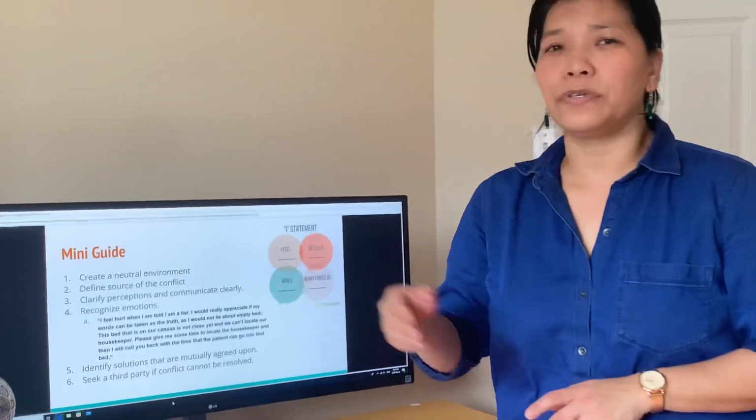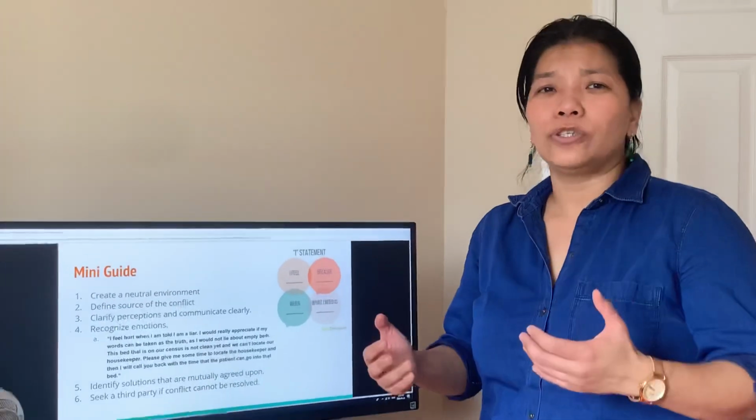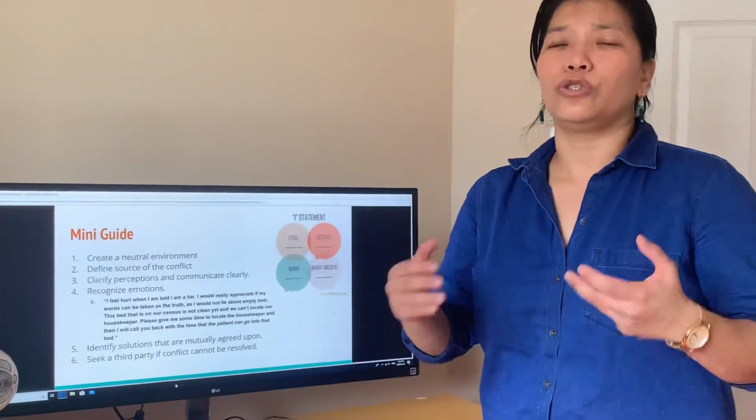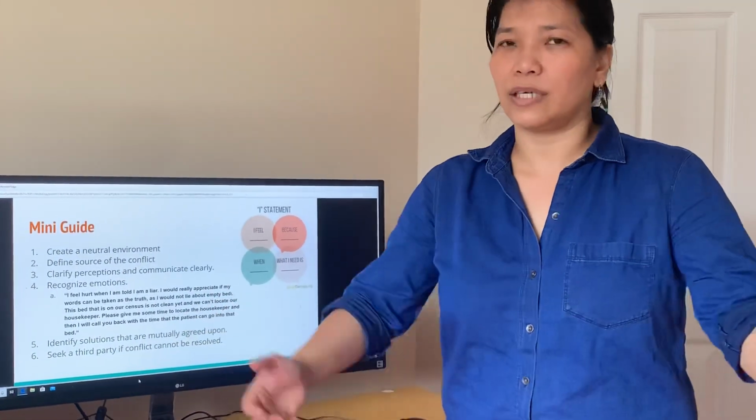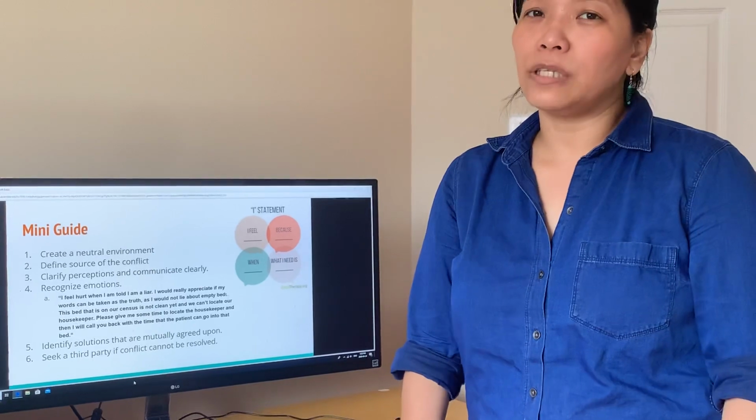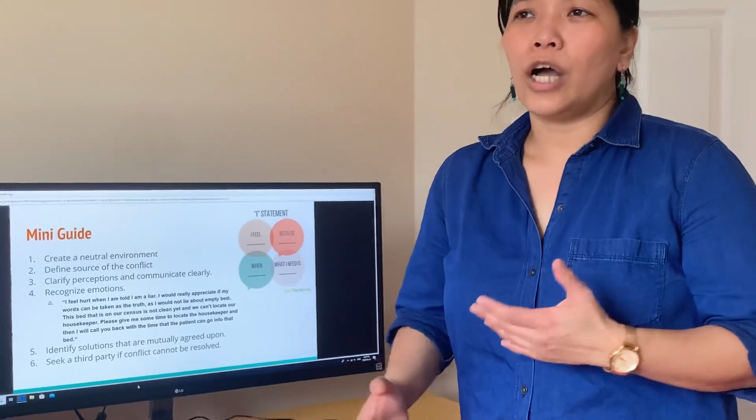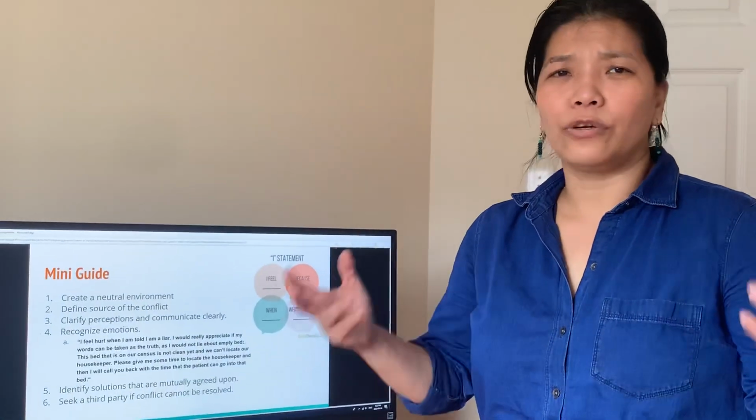If you ask the person to come out and speak to you and the person doesn't, and you want the issue to be resolved, then you would seek a third party. The third party doesn't have to be the manager. It could be your colleague, it could be a senior, it could be a neutral person.